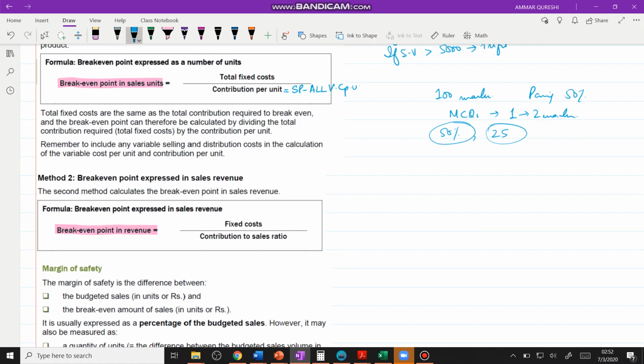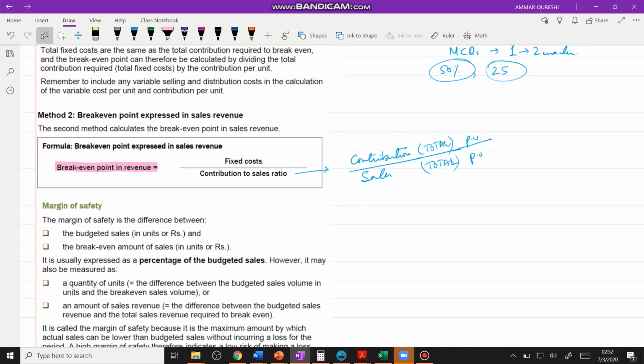Fixed cost will be divided by CS ratio. Now what is CS ratio? See, contribution to sales ratio is contribution divided by sales. It's up to you, if you are considering total contribution divided by total sales revenue, or if you are using per unit contribution, then you have to divide it by the selling price of 1 unit, right? So fixed cost divided by CS ratio will give you break even in revenue, right?